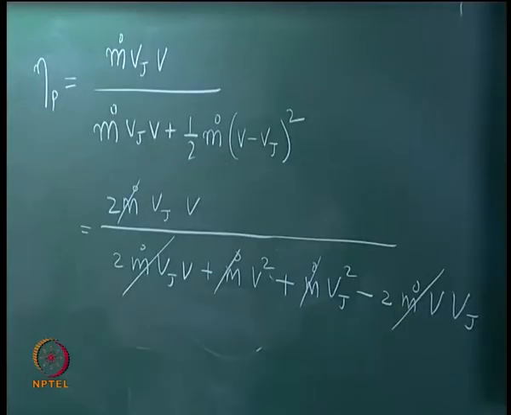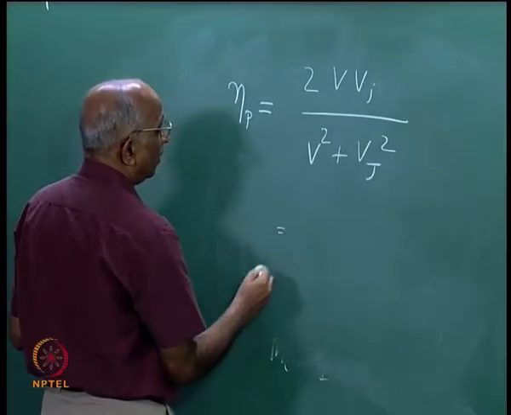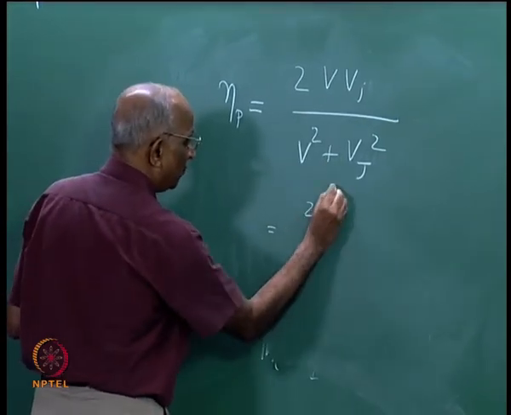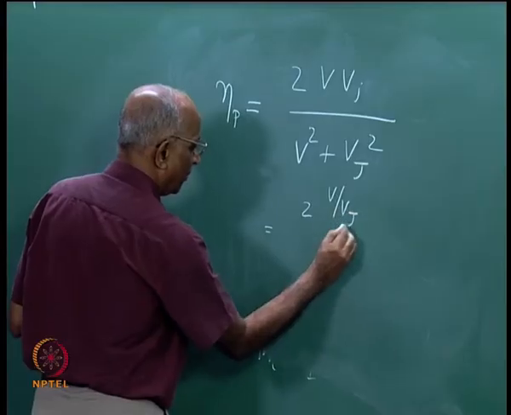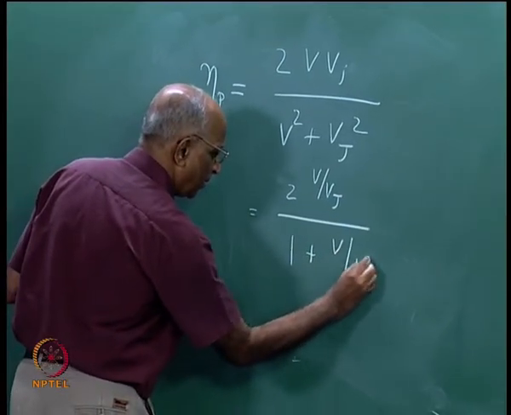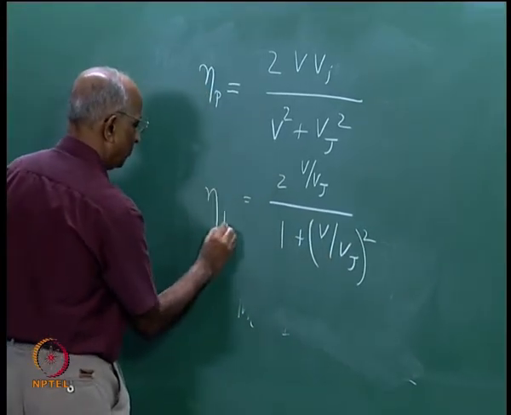Is it all right? V square plus Vj square in the denominator. Let us simplify it. Let us divide the numerator and denominator by Vj square, and we get 2 V by Vj divided by 1 plus V by Vj whole square, which is equal to the efficiency of propulsion.